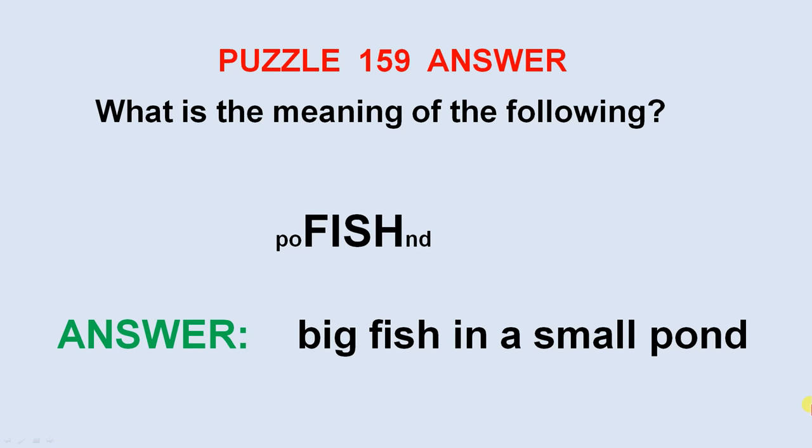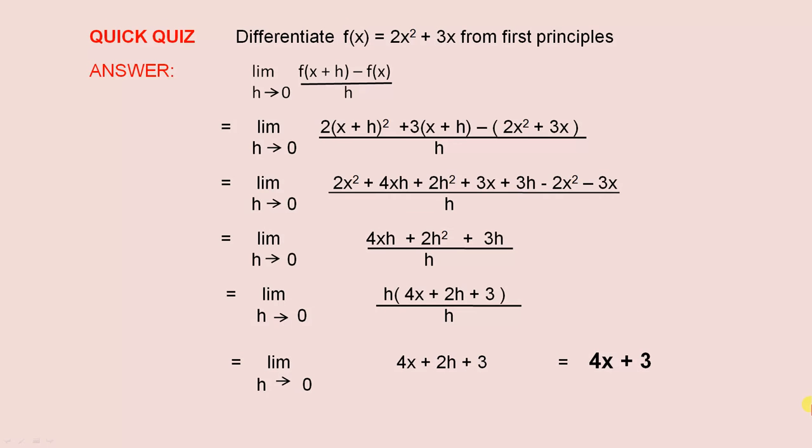The answer to the puzzle. What is the meaning of the following? Big fish in a small pond. That's very, very easy. I think you can see that. Here is the answer to the quick quiz, and the video is at your disposal.